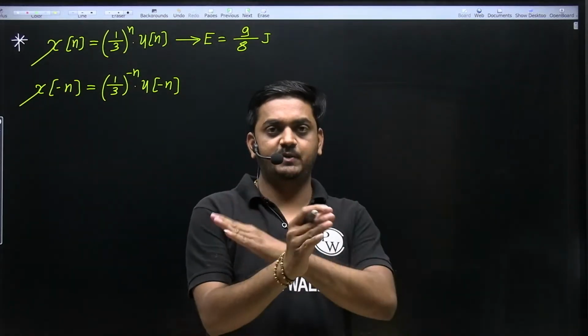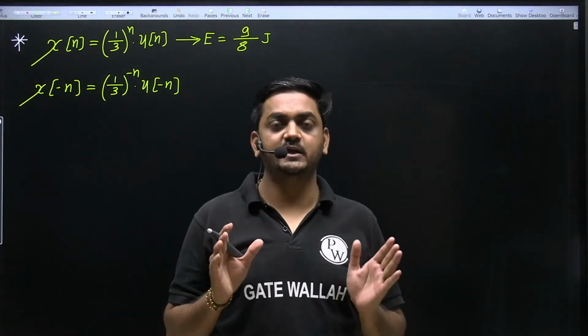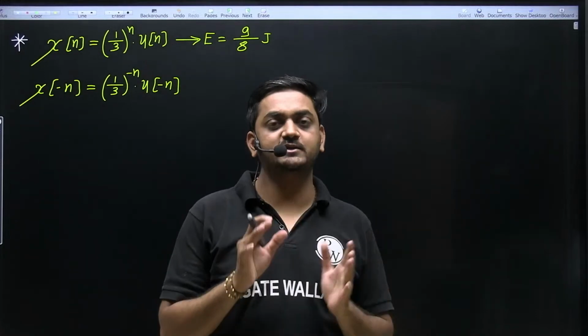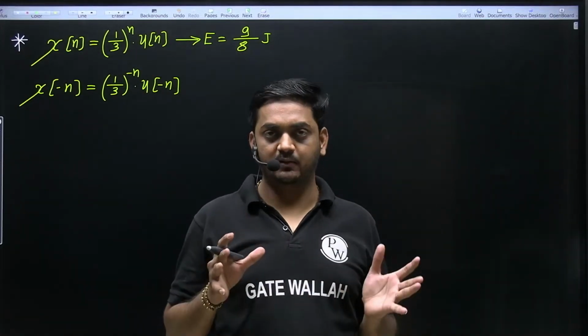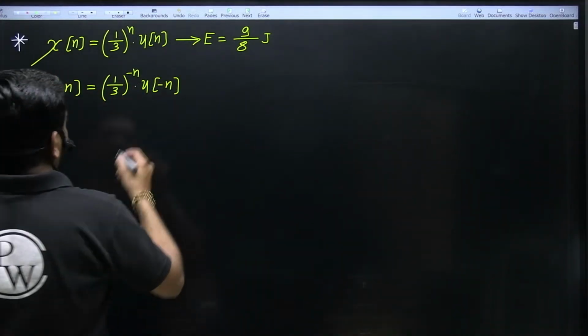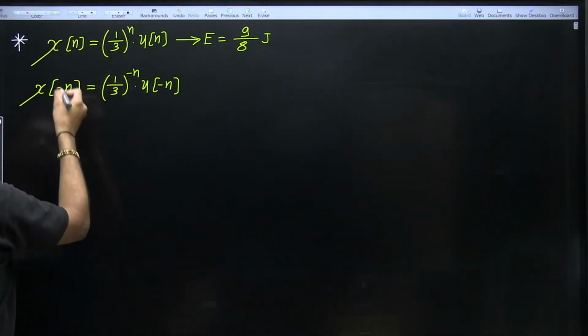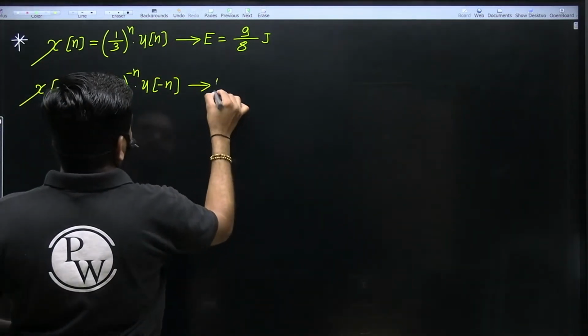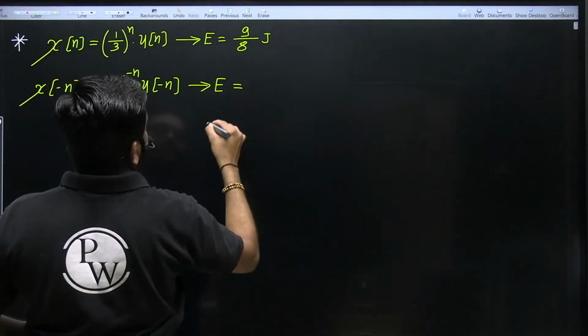By folding with respect to the y-axis operation, is there any change in the amplitude of the sample? No. There is no change in the amplitude of the sample by performing the time reversal operation. So n becomes minus n. So the energy remains the same. Energy remains the same, yes or no?